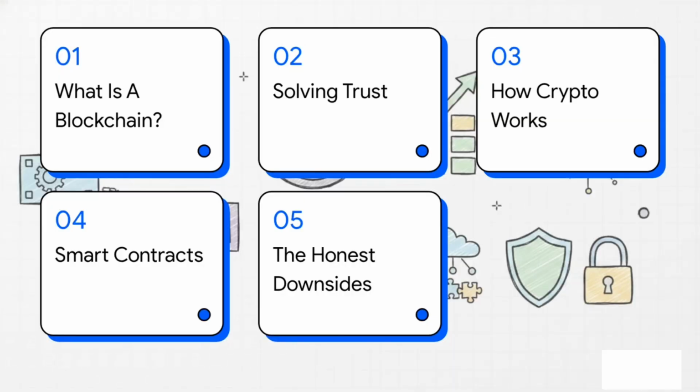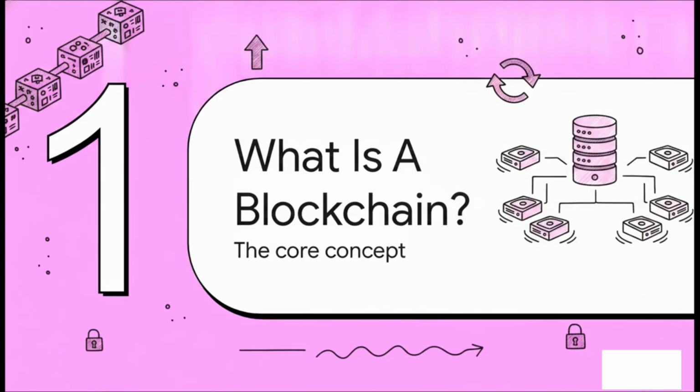Here's our roadmap for this explainer. We're going to define what a blockchain actually is, explore the trust problem it solves, unpack how crypto consensus really works, look at smart contracts, and then we will weigh the honest downsides. All right, section 1, what is a blockchain? Let's understand the core concept.